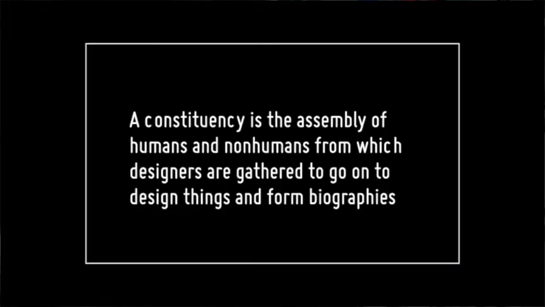And so the way I like to think about a constituency is to gather before things, or things before things, and to gather before we think about who is going to design, or what is going to design, and what is the thing that's going to be designed, and to work through what is important to us. So a constituency is the assembly of humans and non-humans from which designers are gathered to go on to design things and form biographies. I think this is one of the most important things when it comes to nomadic practice, designing things, and where we need to shift our attention as designers is how we form these constituencies, what that means, and how we do this in the most expansive way that includes participation in a more than human sense.